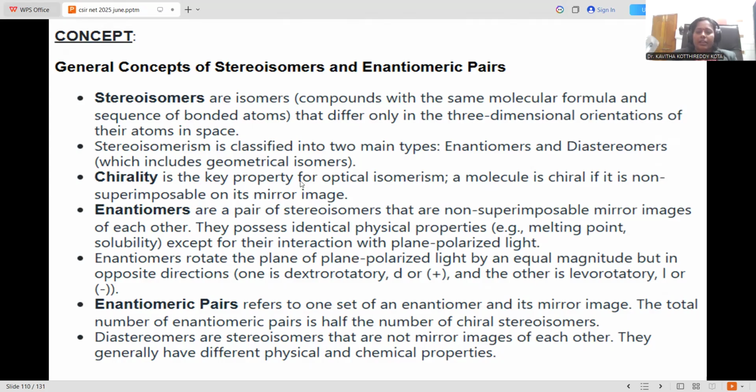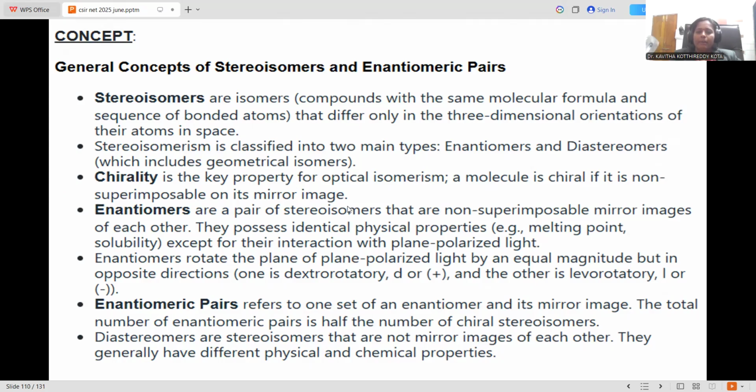Chirality. Chirality is the key property for optical isomerism. A molecule is chiral if it is not superimposable on its mirror image, right? So if two molecules are taken and placed one upon another, and they are non-superimposable, only then can we say it is optically active. Any carbon with four different functional groups around it is called a chiral carbon.